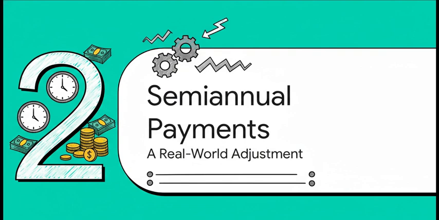Okay, so that 3-step process is perfect for bonds that pay interest once a year. But let's get real for a second. Most bonds out there in the real world, corporate bonds, government bonds, they actually pay interest twice a year. And that means we need to make a small but really important adjustment.